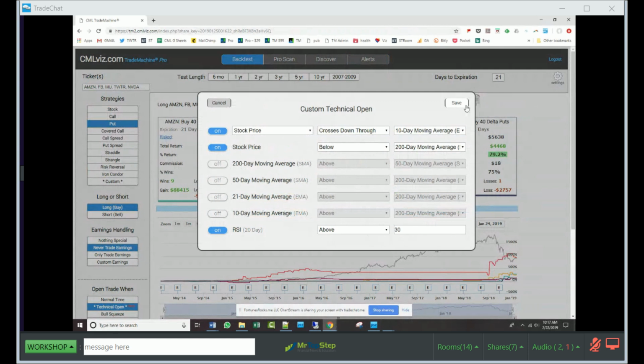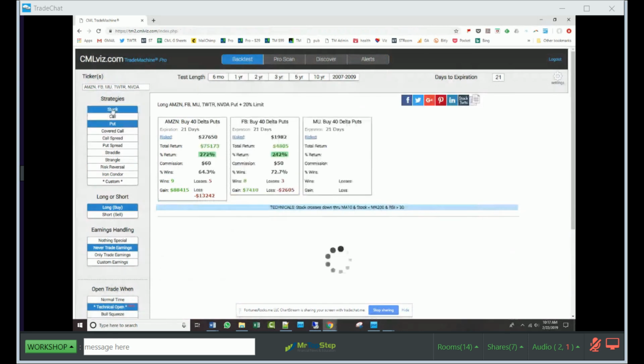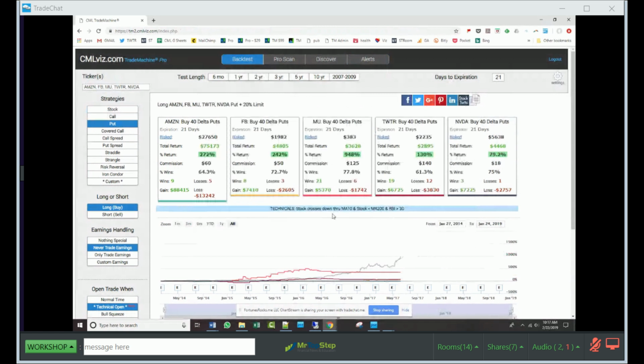And this time I'm going to look at 5 tickers: Amazon, Facebook, Micron, Twitter, and NVIDIA. And here you go, guys. Let's see how long this back test is.